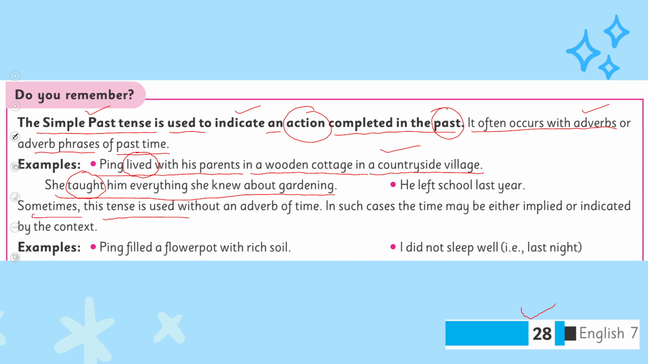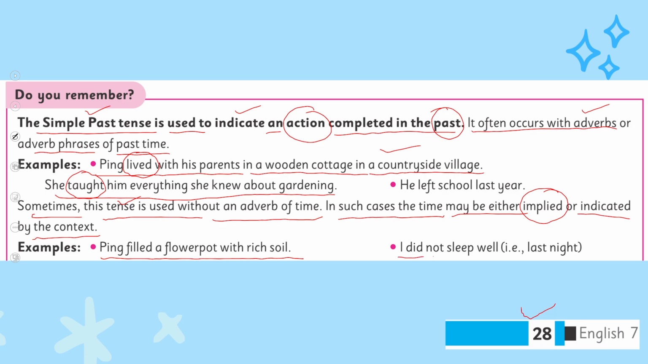Sometimes this tense is used without an adverb of time. In such cases, the time may be either implied or indicated by the context. Often the case is that there are no adverbs or adverb phrases and no indication of time, but that is totally understood and the meaning is implied. For example, Ping filled a flower pot with rich soil. Now, this does not have any adverb or adverb phrases.